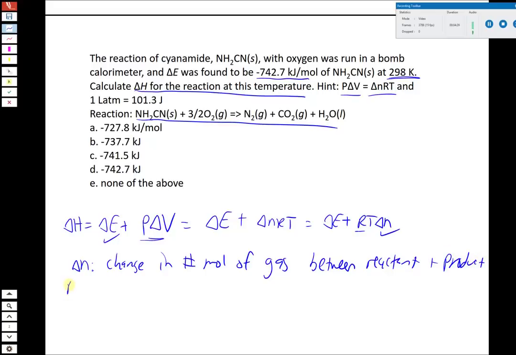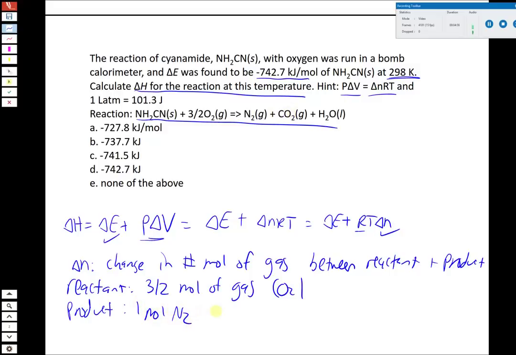All right, so on the reactant side, if we look at the balanced equation, we have 3/2 moles of gas, that's the O2. And then on the product side, we have 1 mole of N2 plus 1 mole of CO2, which is 2 moles of gas.